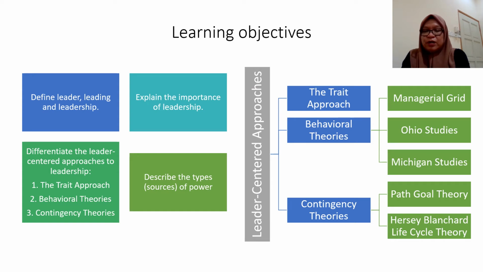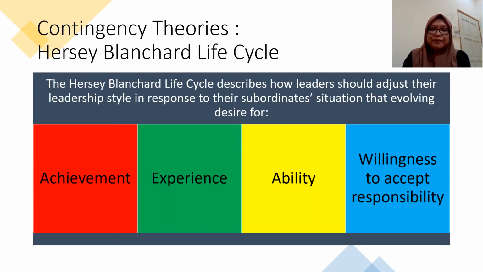In this video we're going to cover contingency theories: path goal theory, Hersey Blanchard life cycle theory, and the last one is power. Under contingency theories we have two theories. The first one is Hersey Blanchard life cycle.